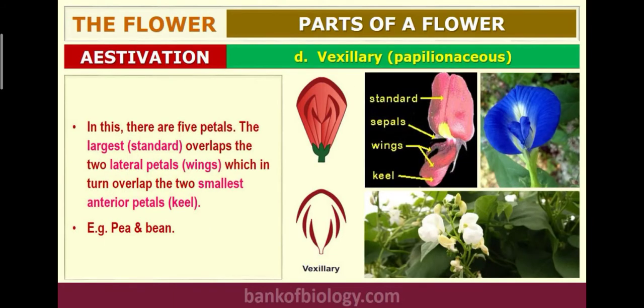Now the last one is vexillary, papilionaceous. In this there are 5 petals. The largest, the standard, overlaps the 2 lateral petals, the wings, which in turn overlap the smallest interior petals, the keel.